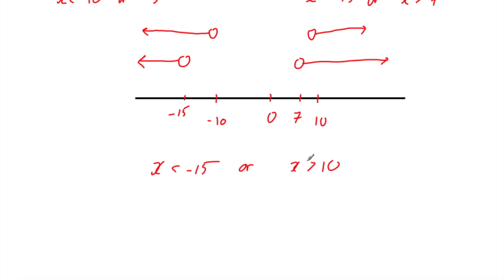The set of values of x that would satisfy both of those quadratic inequalities would be x is less than negative 15 or x is bigger than 10. And that's it. Okay, let's look at our next question.